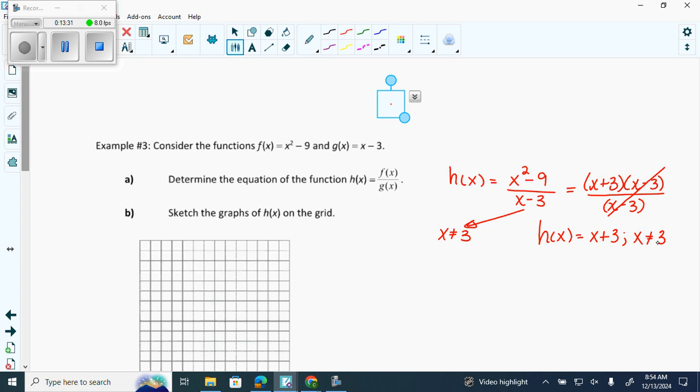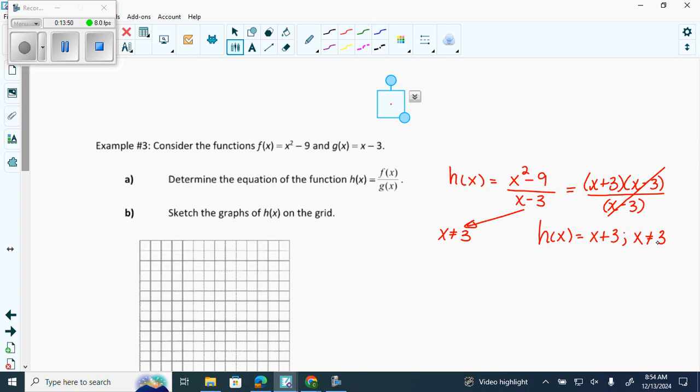The graph that's left over is the line x plus 3, but where x is equal to 3, it doesn't exist, so we have an open dot. That's what that's saying. Does that make sense? So that's how you're going to have to draw the graph. If you just literally write x plus 3, you're wrong. It's the line x plus 3, but at 3, there's an open dot.